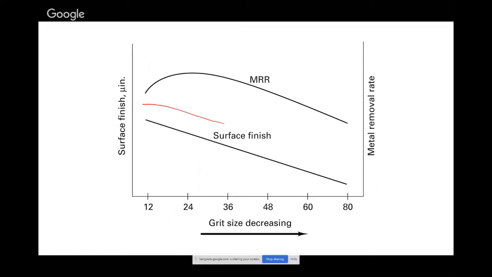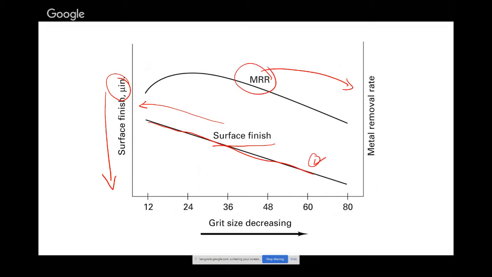So for this surface finish, you're going to be looking over in this direction. For the material removal rate, you want to look over here. What it says is that as the grit size decreases, your final surface finish gets better and better. So you want this number to be small. The smaller that number, the smaller the imperfection on the surface. So the fact that this goes down is a good thing.